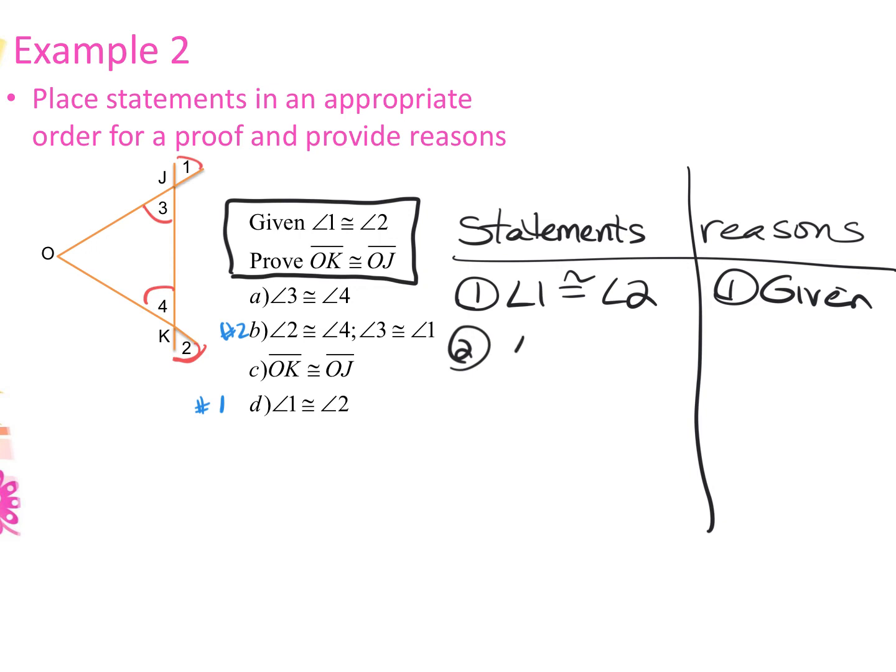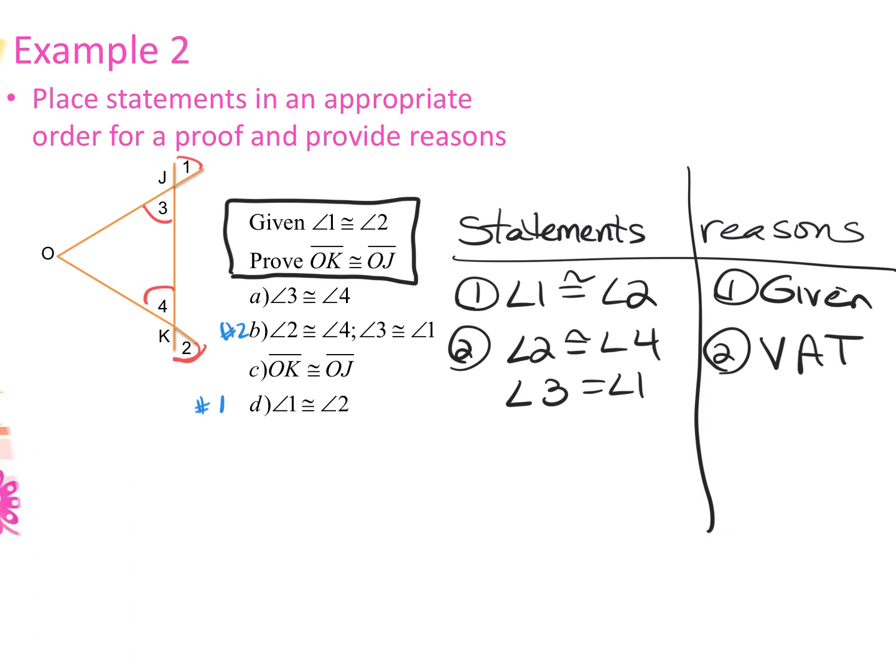I can state that angle 2 is congruent to angle 4 and angle 3 is congruent to angle 1. And this reason is my vertical angles congruence theorem. Because I use this theorem so much, I've come up with an acronym for it. If you'd rather write out the words vertical angles congruence theorem, you can, but the abbreviation I will recognize is VAT.